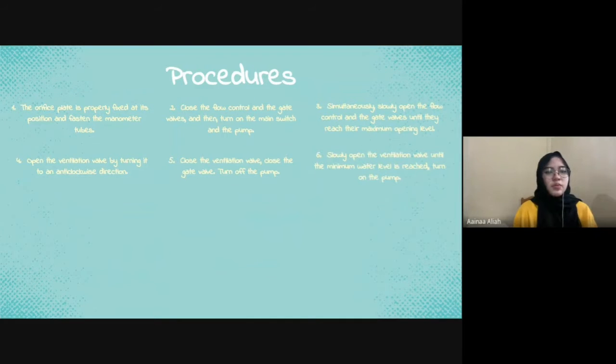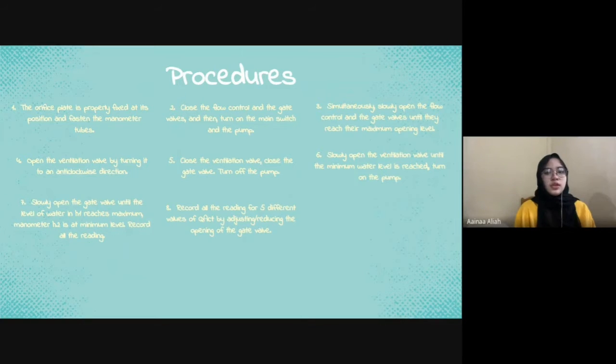Next, we need to slowly open the ventilation valve until the minimum water level of 30 to 40 millimeter is reached, and then turn on the pump. Seventh, we need to slowly open the gate valve until the level of water in H1 reaches maximum 390 millimeter, and manometer H2 is at its minimum level. Record all the readings in the multi-tube manometer and also the rotometer. Next, we need to record all the readings for 5 different values of Q actual by adjusting or reducing the opening of the gate valve. Next, we need to close the gate valve and turn off the pump.